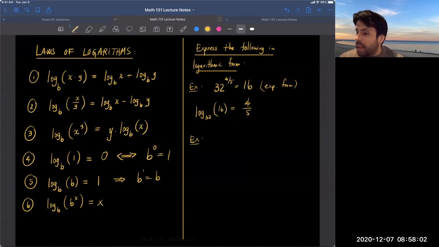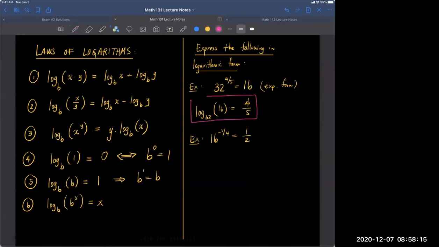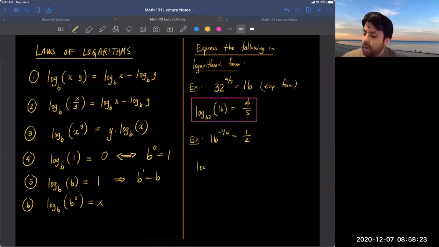What if I say 16 raised to negative 1/4 equals 1/2? It's log base 16 of 1/2 equals negative 1/4. Good, good, good.